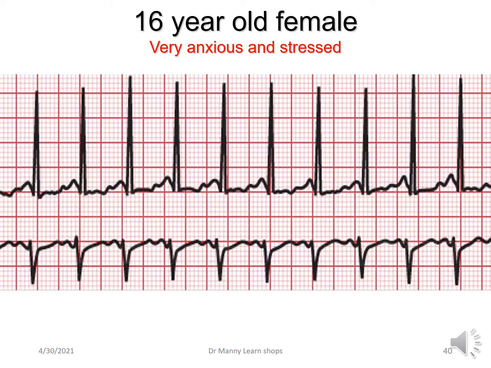A 16-year-old female, she's very anxious and very stressed. She's come into your emergency department. She's hyperventilating. And you connect her up to the ECG monitor and you see this rhythm, which is approximately 150 beats per minute. This is sinus tachycardia.